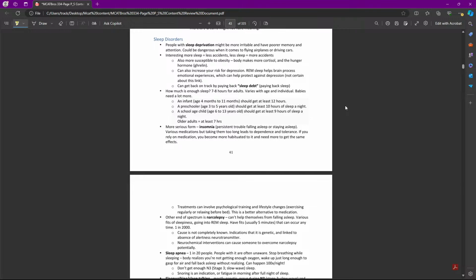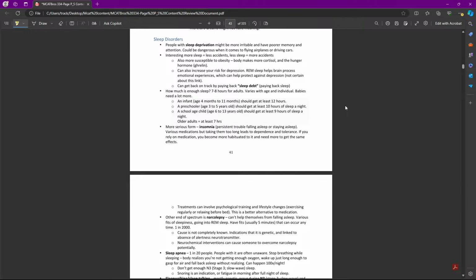Also, you're more susceptible to obesity, as the body makes more cortisol and the hunger hormone ghrelin. It can also increase your risk for depression if you're sleep deprived. REM sleep helps the brain process emotional experiences and can help prevent depression. You can get back on track through a sleep debt. So basically your body wants you to sleep so it can catch up by increasing the amount of REM cycles that you go through.